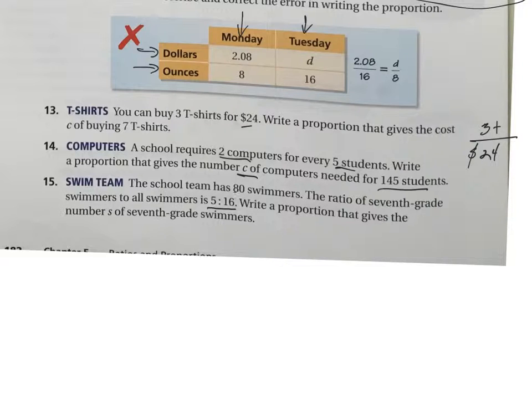So the school team has 80 swimmers. The ratio of 7th grade swimmers to all swimmers. Write the proportion that gives a number of S for 7th grade swimmers. So the school team has 80 swimmers. So write it, this is swimmers to all swimmers. So this is all swimmers up here, and this is the all swimmers here. So you would put 5 over 16 is equal to 80 is on the bottom. I'll let you figure out the rest, okay?